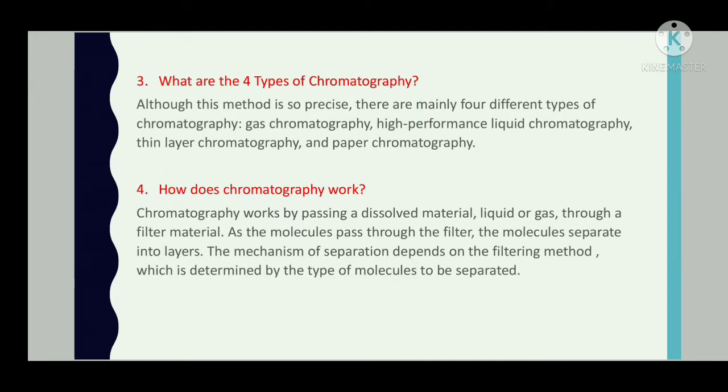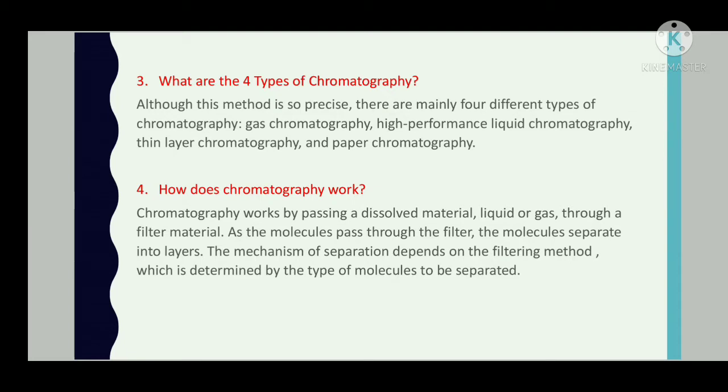What are the four types of chromatography? Although this method is so precise, there are mainly four different types of chromatography: gas chromatography, high performance liquid chromatography, thin layer chromatography, and paper chromatography.